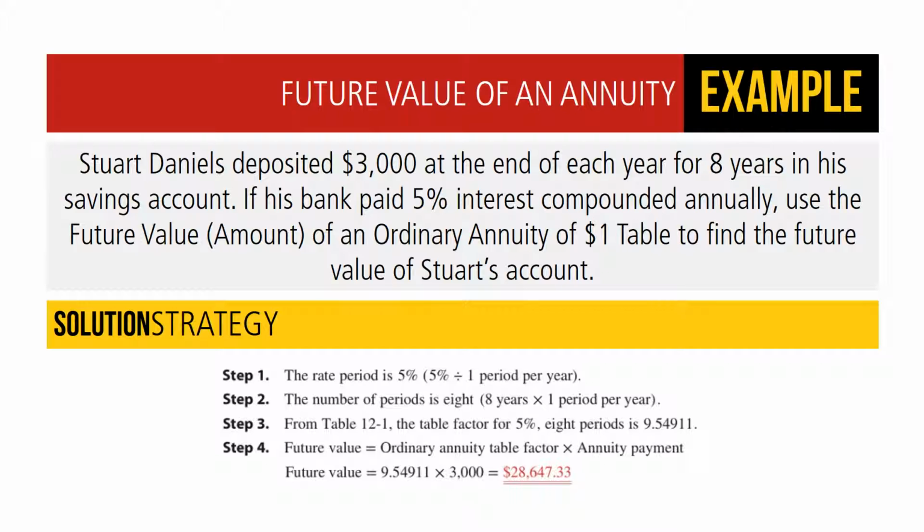5% divided by 1 period per year. Step 2. The number of periods is 8, which is 8 years times 1 period per year.